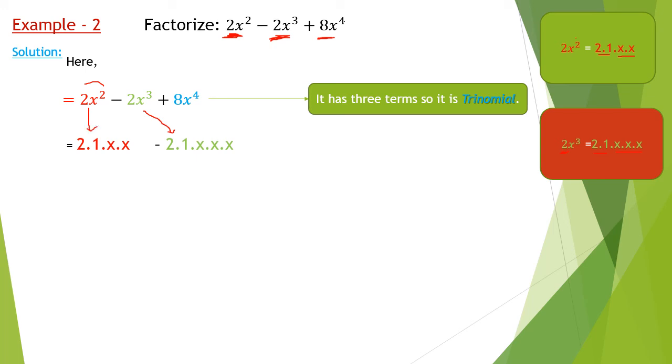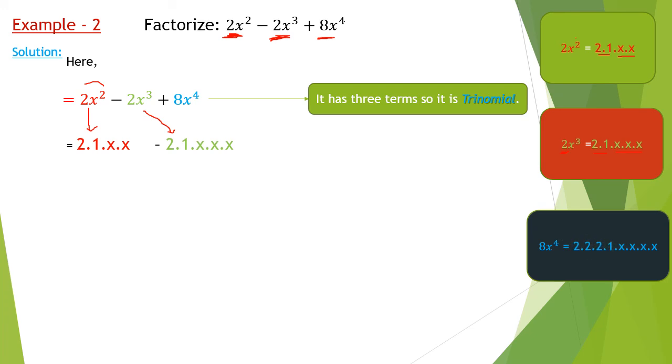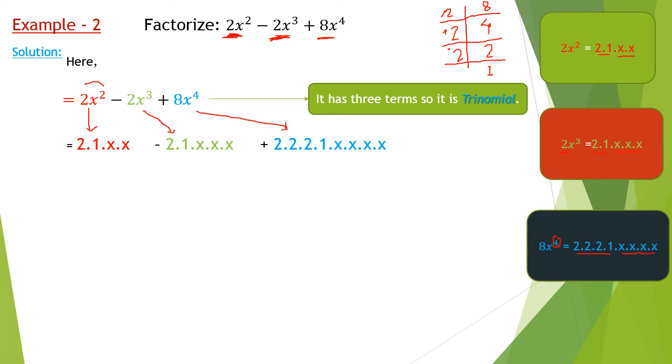Now for 8x to the power 4, let's see, 8 can be written as 2 dot 2 dot 2 dot 1. How? Let's do it by the prime factorization method. It's 8 right here, and it goes by 2. Now it will be 4 times. Again it goes by 2, it is 2 times. Now again 2 goes by 2, and 2 is a prime number, so 2 goes by 1. So instead of 8 we can write 2 dot 2 dot 2 dot 1. And as the power of x is 4, we can see x is repeated 4 times. Now let's replace x to the power 4. X to the power 4 is replaced by these values, isn't it?